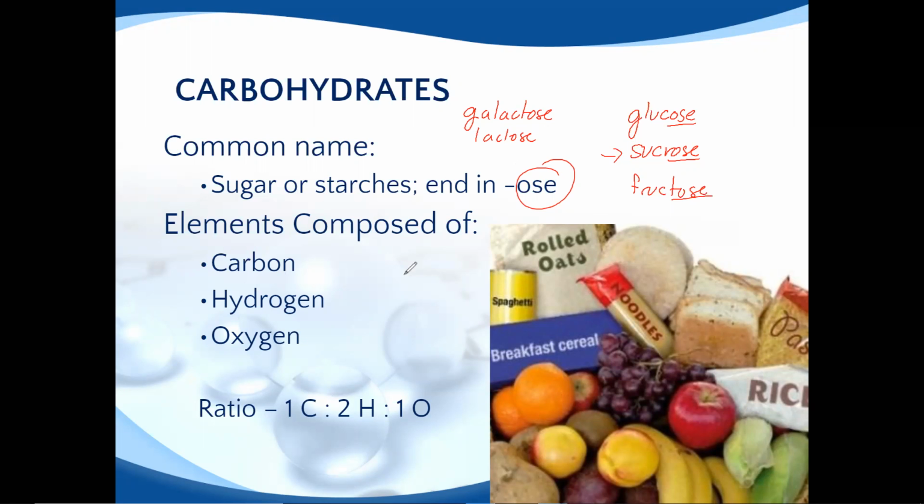Sugars are going to contain carbon, hydrogen, and oxygen in this particular ratio, one carbon to two hydrogens to one oxygen. So to explain what I mean by that, I'm going to take glucose, which is C6H12O6. For every one of these carbons, there's two hydrogens. For every one of these carbons, there's one oxygen. So if we divided all those little subscripts by six, we would get C1H2O1. That's all that this means. So I just wanted to clarify that.